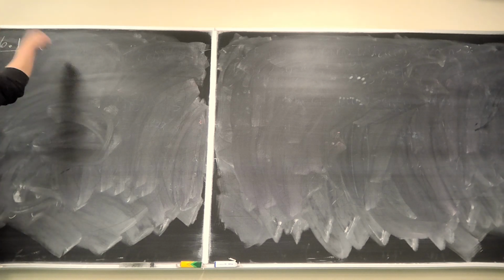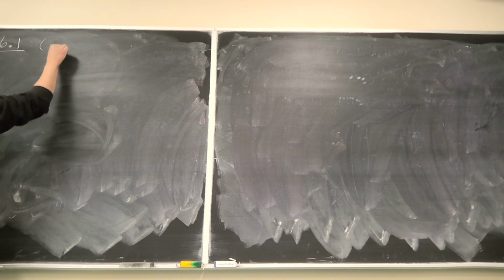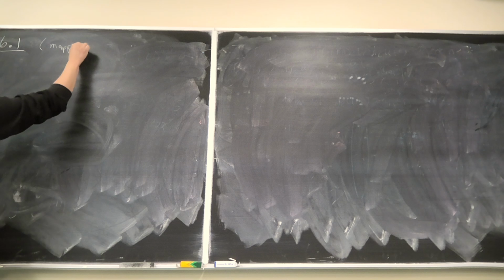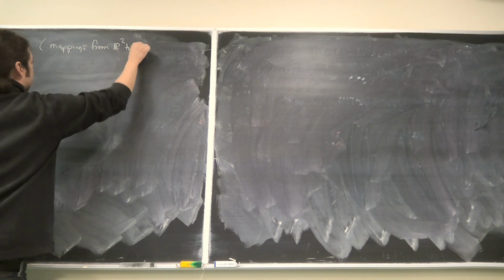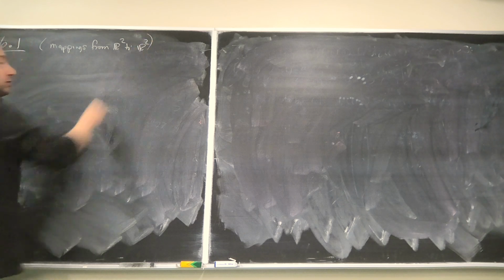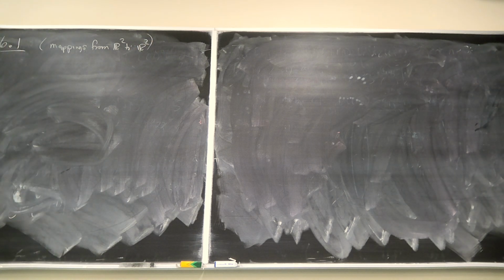So 6.1 precisely is called mappings from R2 to R2. It's a technical chapter talking about maps of domains in two variables to other domains in two variables. We're actually going to start not with 6.1, but with a motivation for the change of variables theorem.